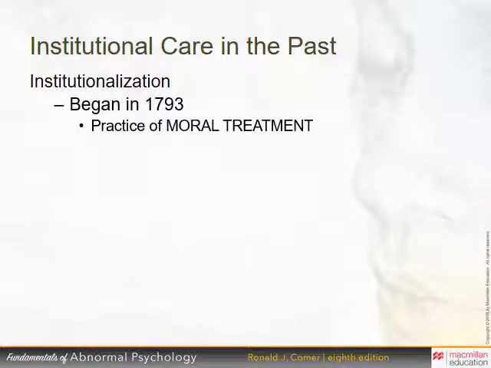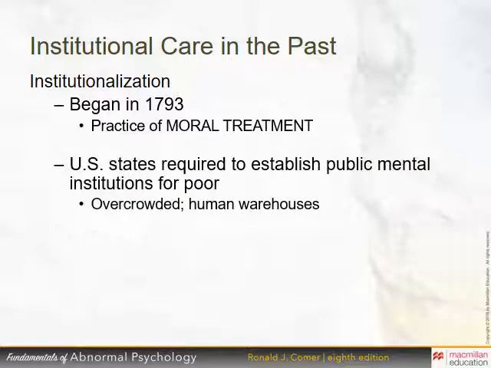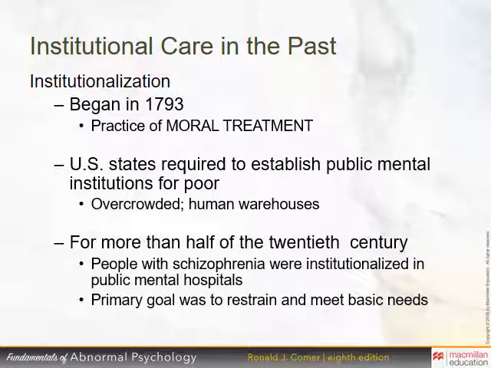So in the past, institutionalization was the main method of treatment. It began in 1793, and this was during a time where moral treatment was in place. In the US, states were required to establish public mental institutions for the poor, but this requirement typically led to institutions that were overcrowded, essentially human warehouses. For more than half of the 20th century, people with schizophrenia were institutionalized in public mental hospitals. The primary goal was just to restrain and to meet basic needs.